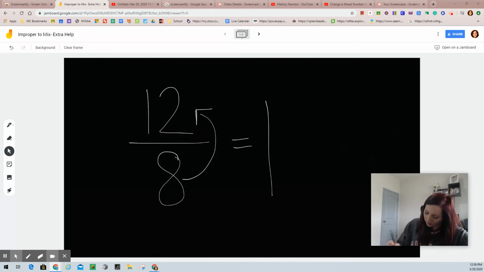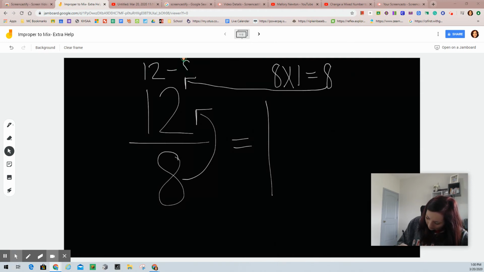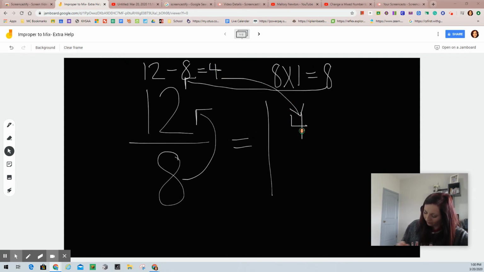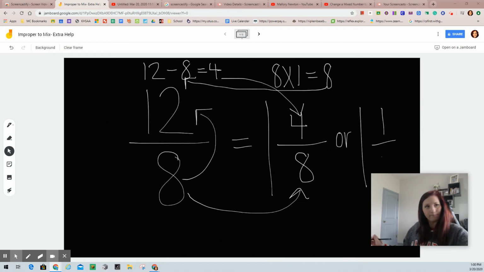Okay. Then whatever is left over from our product becomes our numerator, meaning I would do 12 minus 8, and that would get me 4. 4 now becomes my numerator. My denominator stays the same, so that gives me 1 and 4 eighths. I know that 4 is half of 8, so I know that this could be simplified to 1 and 1/2. See that? All right, now let's look at mixed numbers to improper fractions.